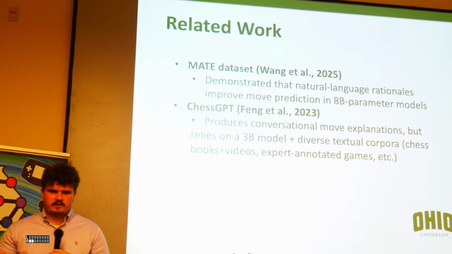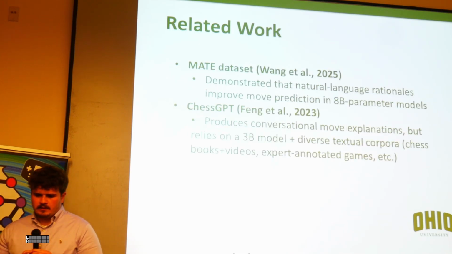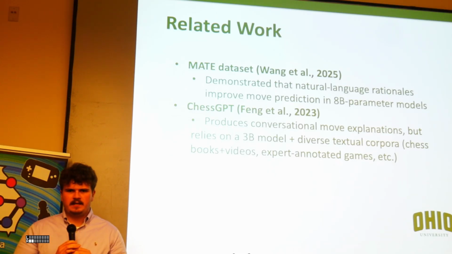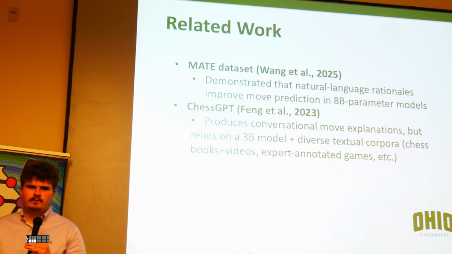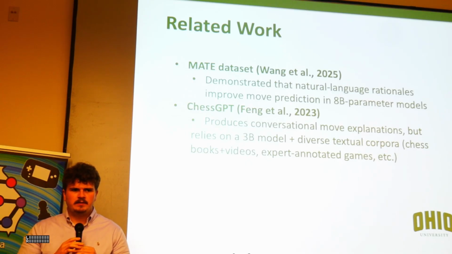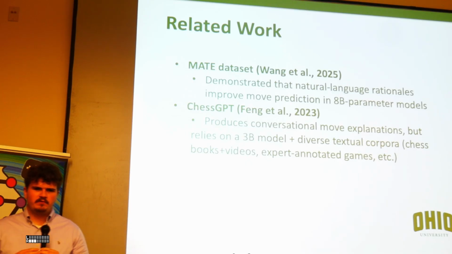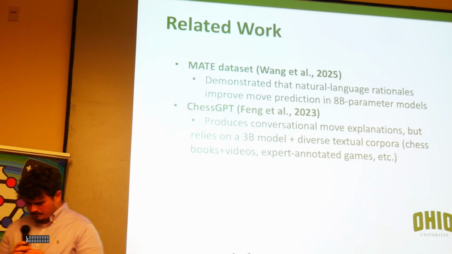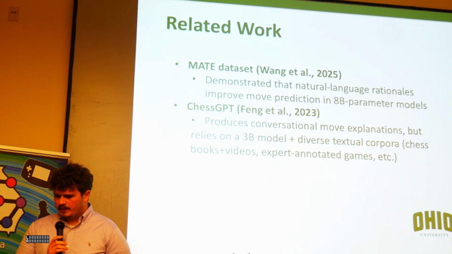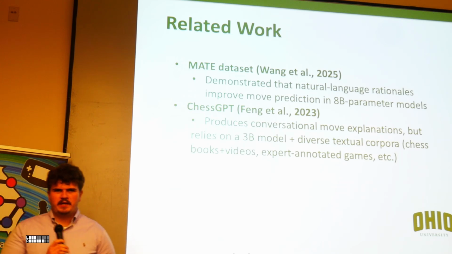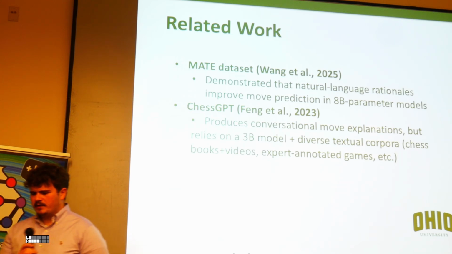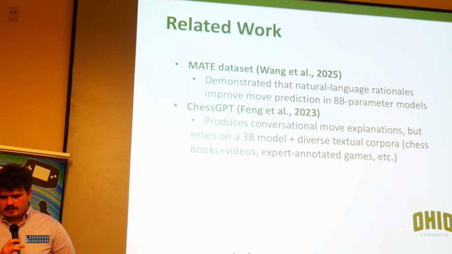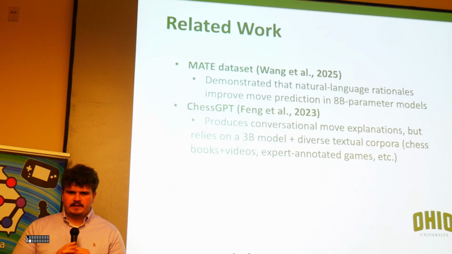This isn't entirely a novel concept. There was a work from last year which created a system where, given two moves fed into an LLM with a position, it would explain which move is better and why. That's on an 8 billion parameter model. Also ChessGPT from a few years ago, which explained moves that were made. It didn't make moves itself, but it explained moves based on a large corpus of text: books and videos, expert annotated games, etc.